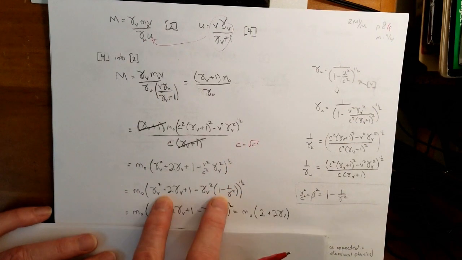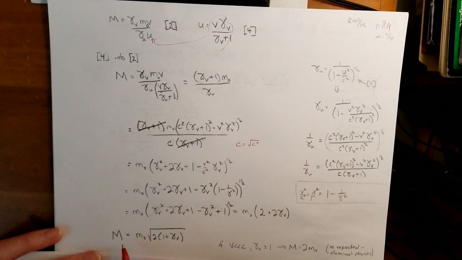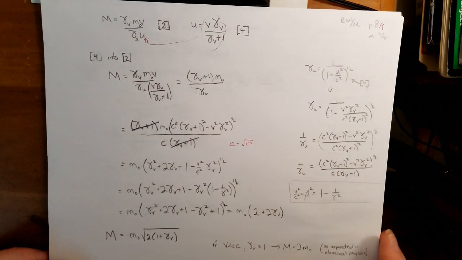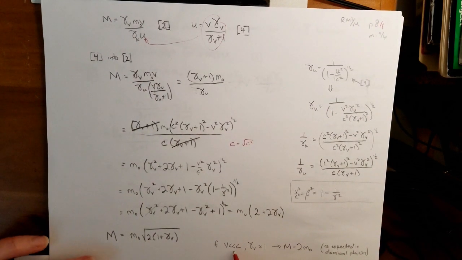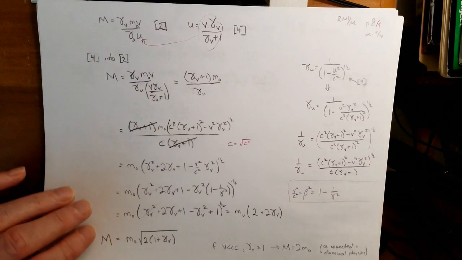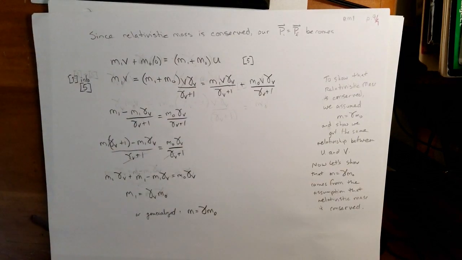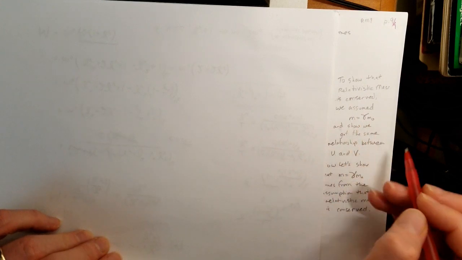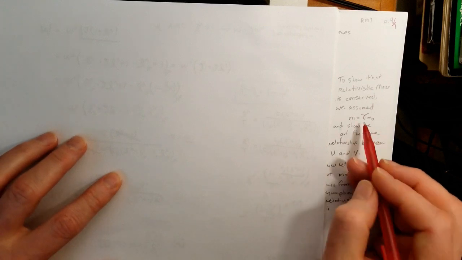We simplify what's under the radical, and we end up with big M is equal to m sub naught times the square root of 2 times 1 plus gamma sub v. Let's see if this still matches our classical values: if v is much less than c, then gamma sub v is roughly equal to 1, and big M is equal to 2 times m sub naught. Something seems to be valid there. Now, we did make the assumption that M is equal to gamma times m sub naught, and this is the point where hopefully I'm going to justify that assumption. We're still going to work backwards, and so instead of starting with that assumption, we will end with that.